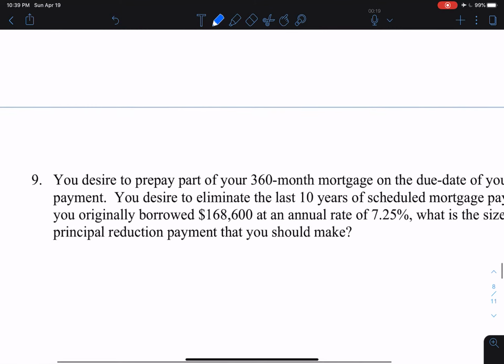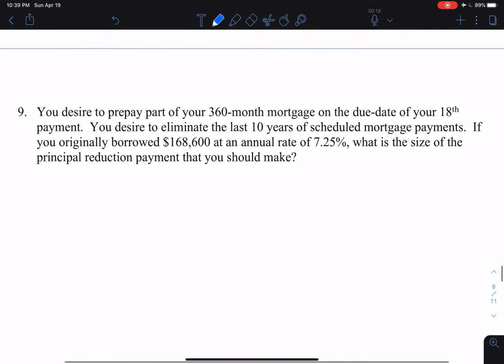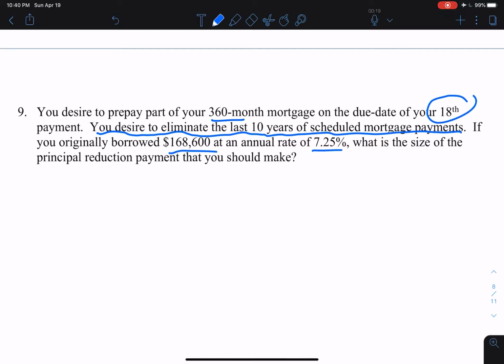Now, question number 9 is very much related to that one. Number 9 says, we desire to prepay part of the same mortgage, a 360-month mortgage, $168,600, the annual interest rate 7.25%. And again, we desire to eliminate the last 10 years of scheduled mortgage payments, but we want to pay it off on the due date of our 18th payment. So what is the size of the principal reduction payment that we'd have to make at date 18?